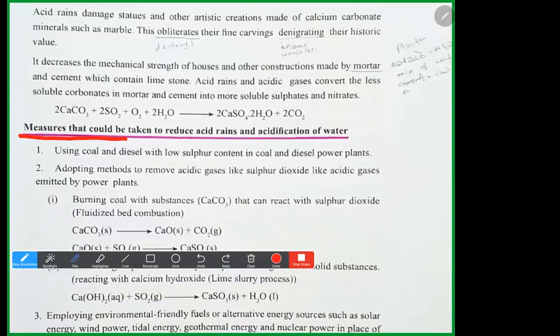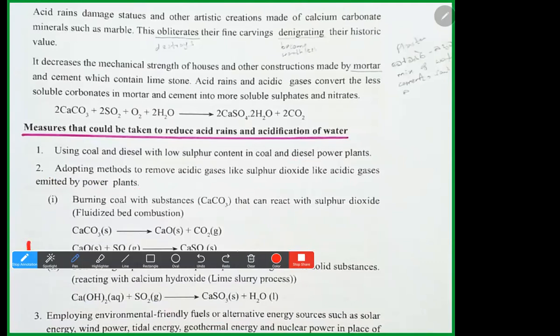Measures that could be taken to reduce acid rains and acidification of water, how we can avoid. Using coal and diesel with low sulfur content in coal and diesel power plants. Adopting methods to remove acidic gases like sulfur dioxide emitted by power plants.